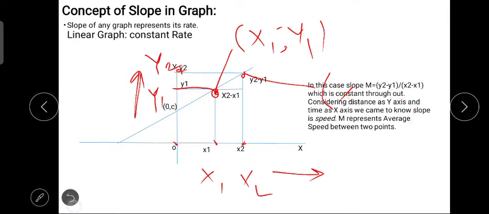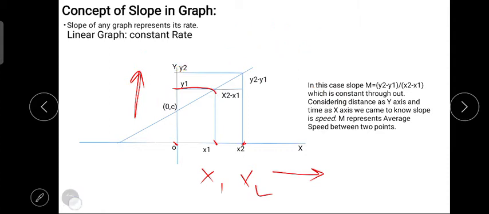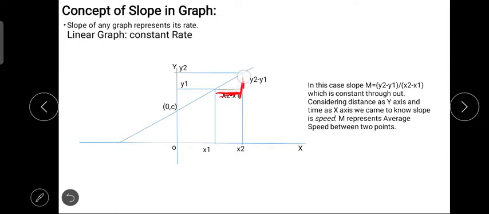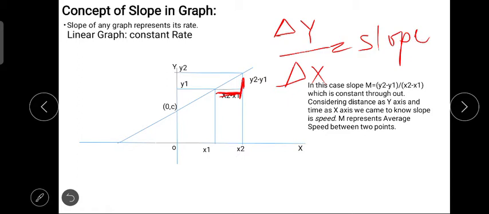In this case, where we have the two coordinates x1, y1 and x2, y2, if you want to calculate the slope, it is nothing but the change of x and change of y. It's a ratio of delta y, I am denoting change with the delta sign, delta y to delta x, which is known as the slope of the graph.